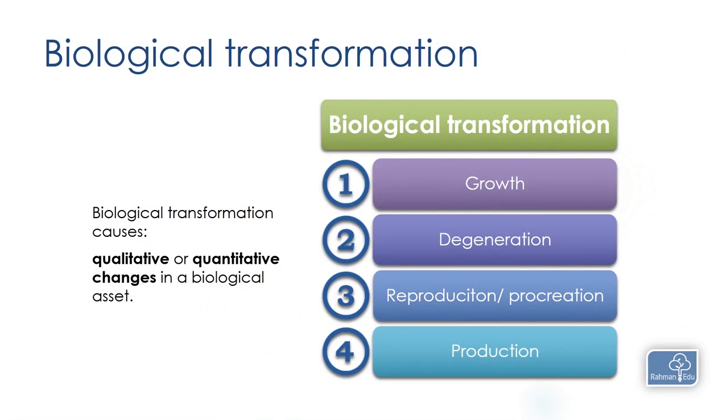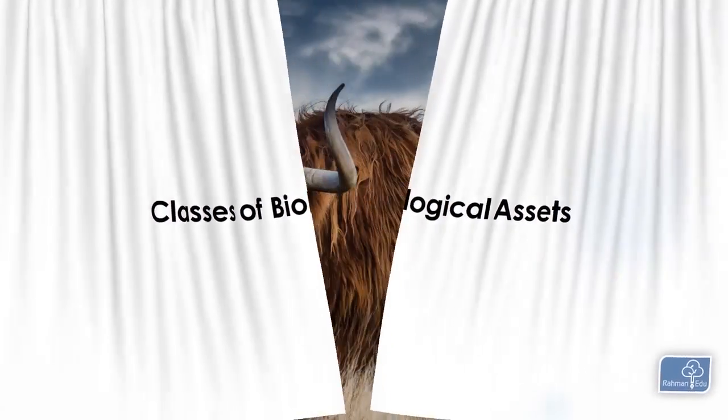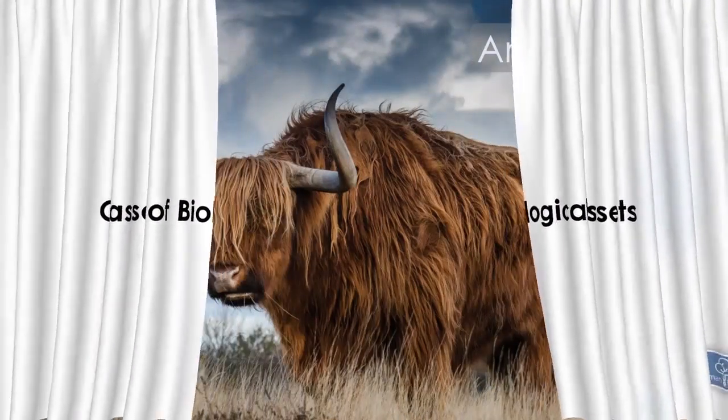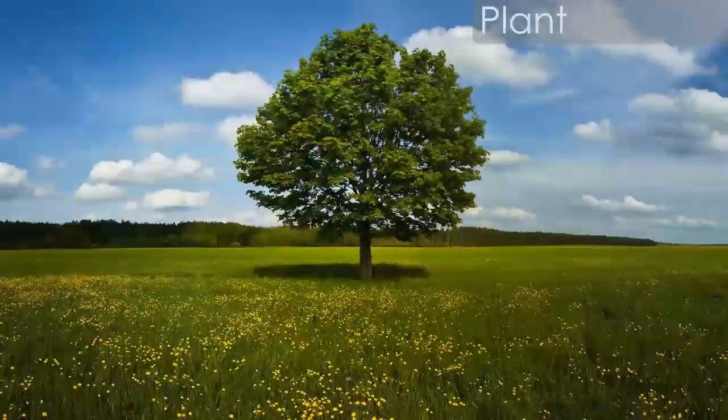Biological transformation. We can have growth, degeneration, reproduction, procreation, and production. These biological transformations create qualitative or quantitative changes in a biological asset. Now guys, let's talk about the classes of biological assets. Under biological assets, we have animals. Then we have plants.